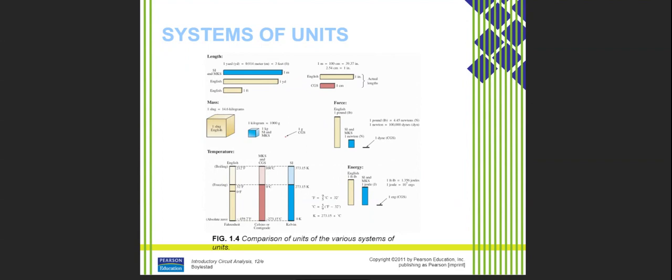For example, in temperature, 0 degrees Celsius in Kelvin is 273, while in Fahrenheit is 32. And then this one for energy.